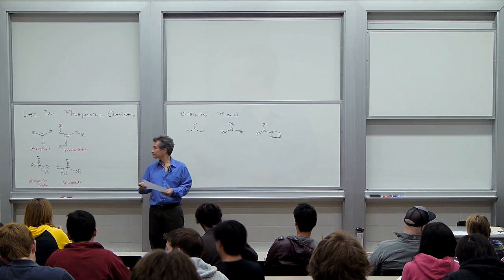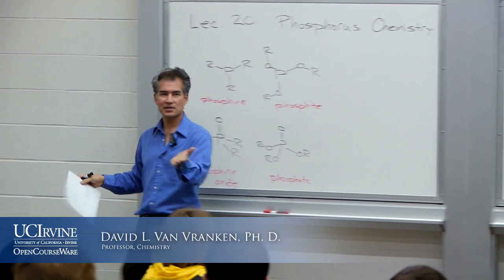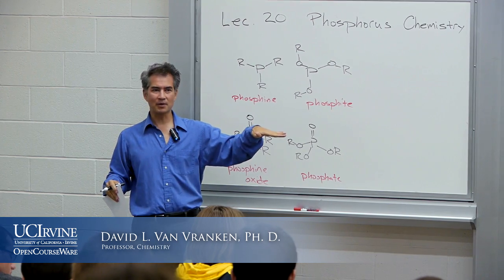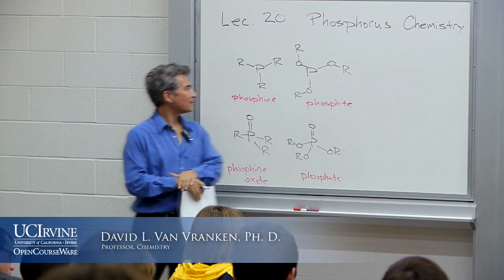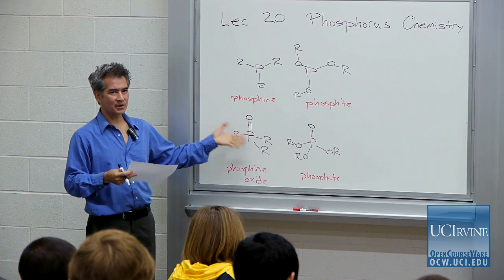Okay, so this is our final lecture in this class. We just finished talking about sulfur chemistry. We've dropped down from the second row to the third row, and we're going to finish up by talking about phosphorus chemistry. And I want to introduce you to some of the functional groups that we're going to talk about today.